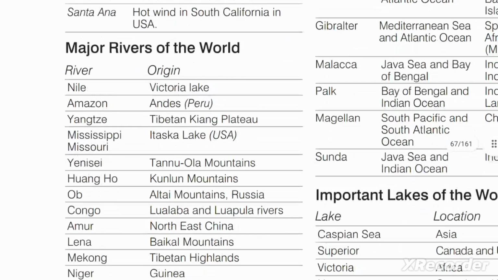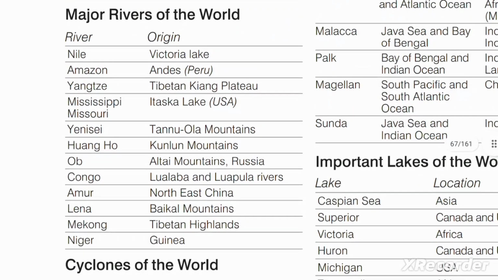Major rivers of the world: Nile, Victoria Lake; Amazon, Andes, Peru; Yangtze, Tibetan Plateau; Mississippi or Missouri, Itasca Lake, USA; Yenisei, Tannu-Ola Mountains; Hwang Ho, Kunlun Mountains; Ob, Altai Mountain, Russia; Congo, Lualaba and Luapula Rivers; Amur, Northeast China; Lena, Baikal Mountains; Mekong, Tibetan Highlands; Niger, Guinea.